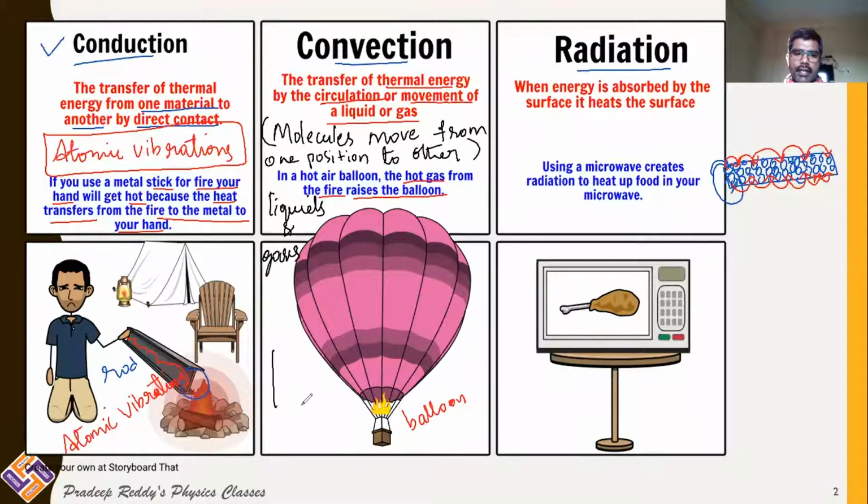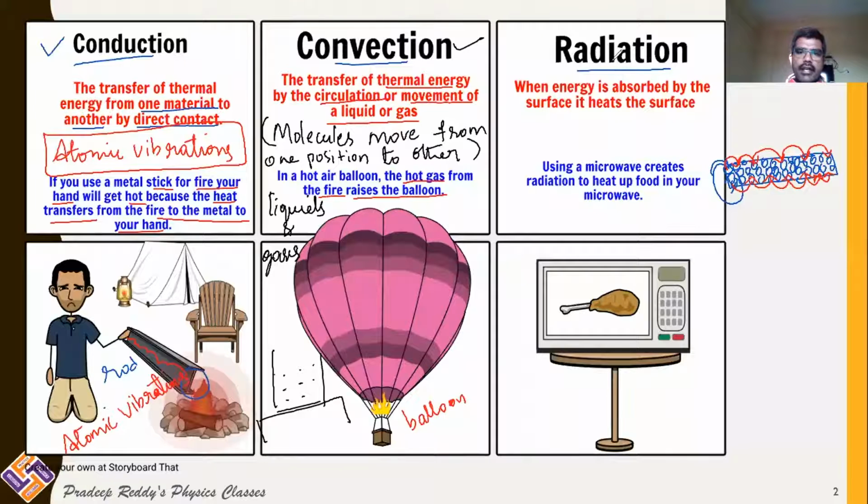Likewise, you can take a bowl and place it on the induction cooker, and there is some water here. So how does water boil? When water is boiling, you are able to see that the molecules at the bottom are raised up, and the molecules at the top come down. That's the process of convection.